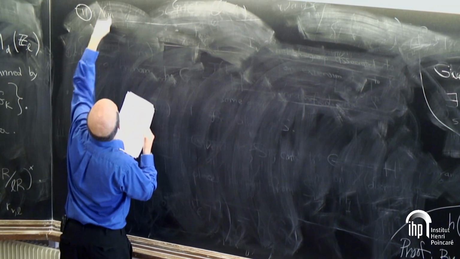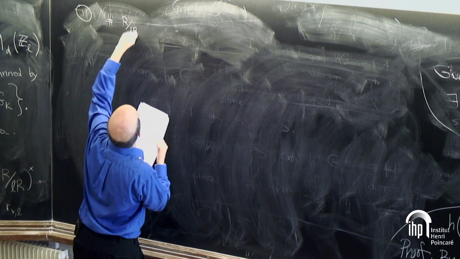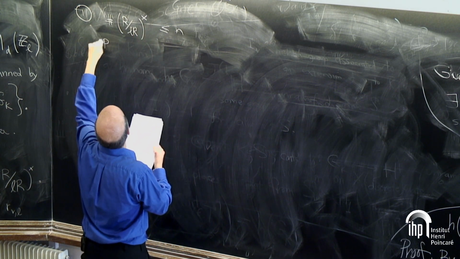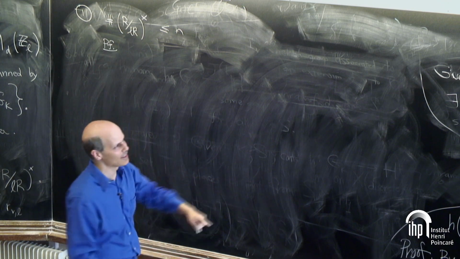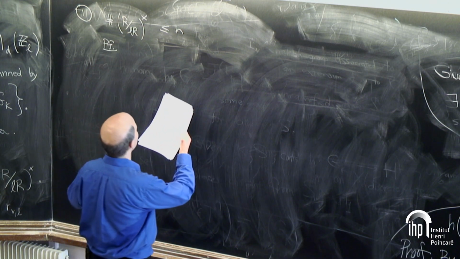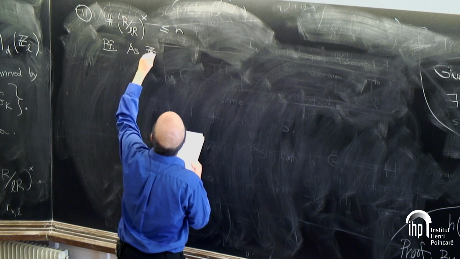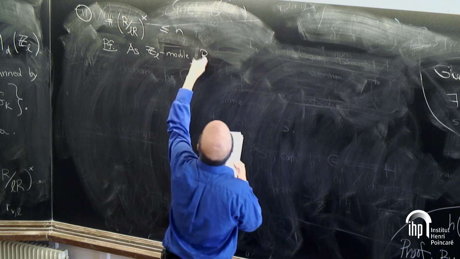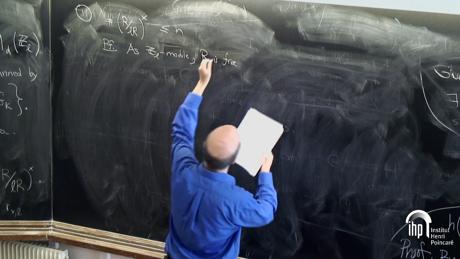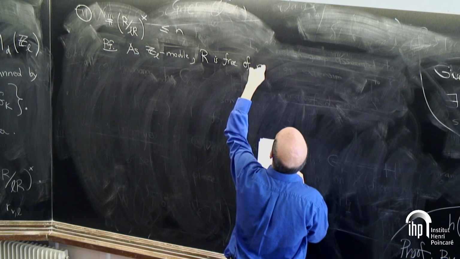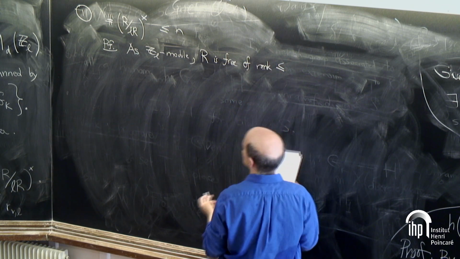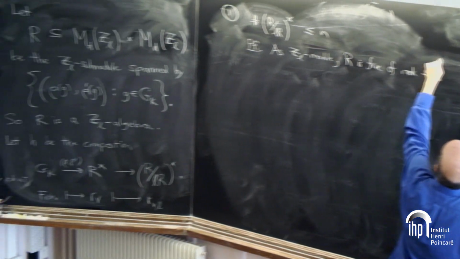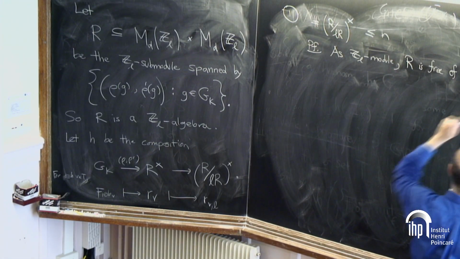The first claim is that not only is it finite, but I can actually give you an upper bound for its order. In fact, it's going to be less than or equal to n, which is good because that's why I chose n that way. As a Z_L module, R is torsion-free, hence free. It's free of rank at most the largest rank it could have, which is d squared plus d squared.